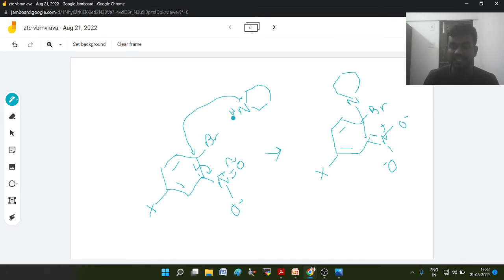I just removed the NH, so hydrogen is not there, so it's okay, perfect. So the negative will come here, and this pi bond will come here, and then it will expel the Br, and you will get the corresponding product.